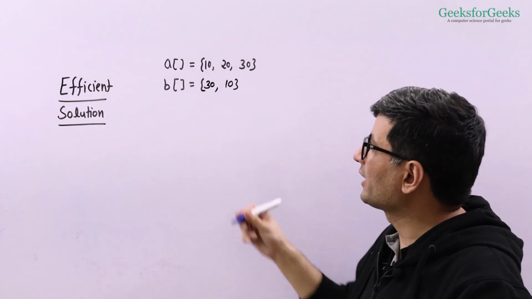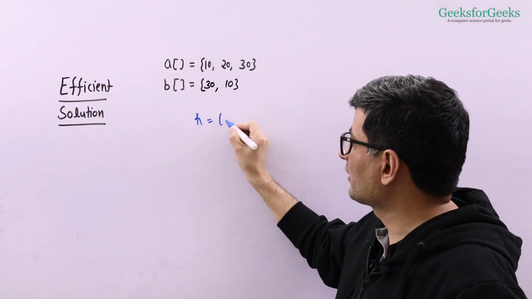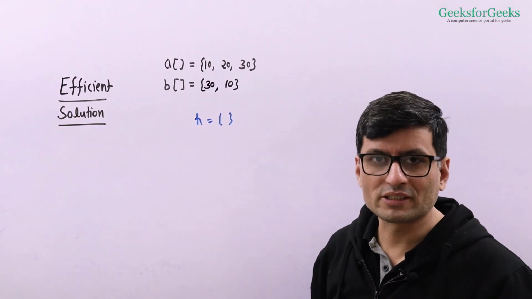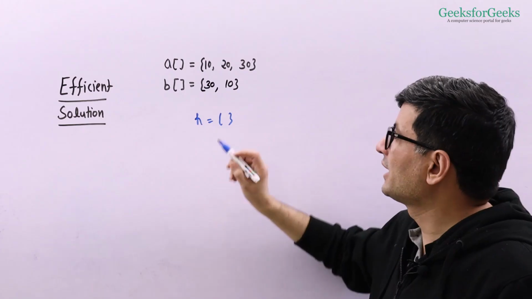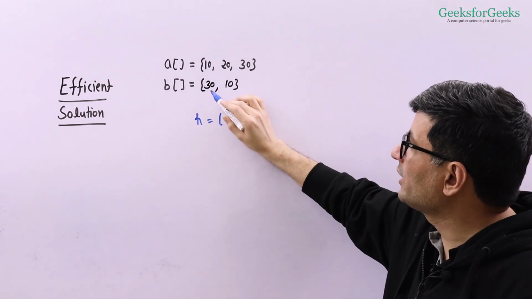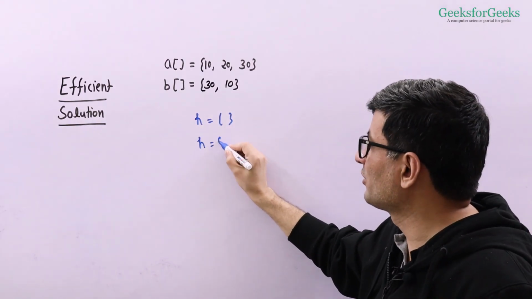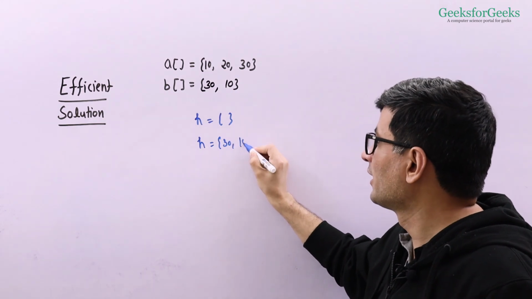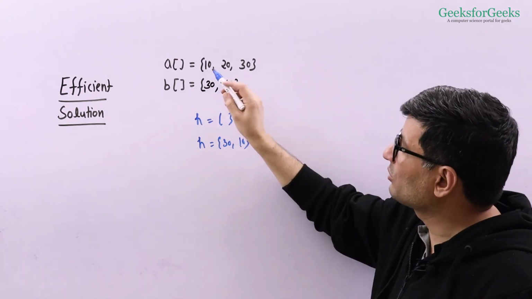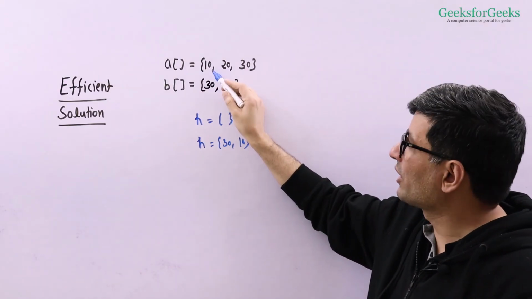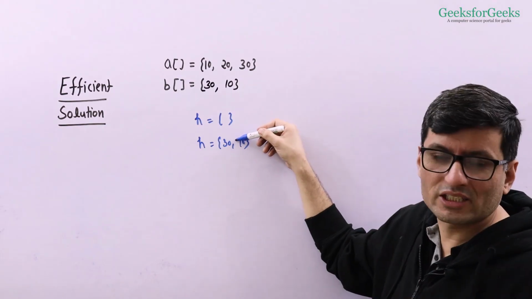So what I'll do, I'll create an empty hash table first, right? Unordered set in C++ and hash set in Java. Then I'll traverse through all the elements of array B and put them in the hash table. So the hash table is going to have 30 and 20. Now I'll traverse through all the elements of array A, and for every element I'll check if it is there in the hash table or not.